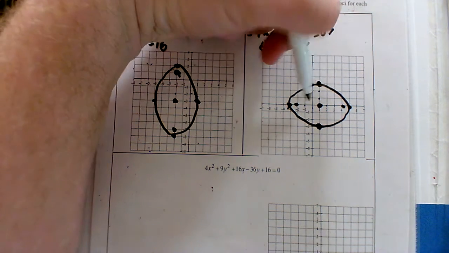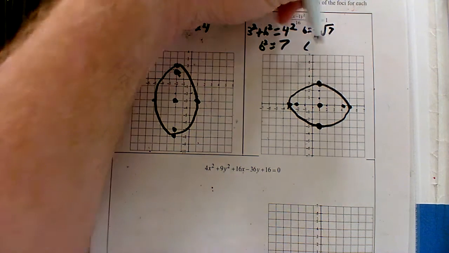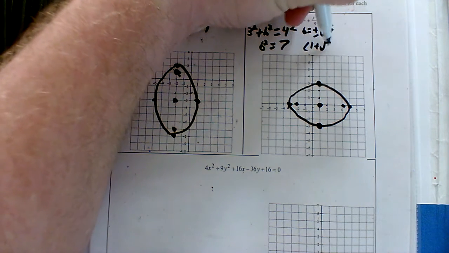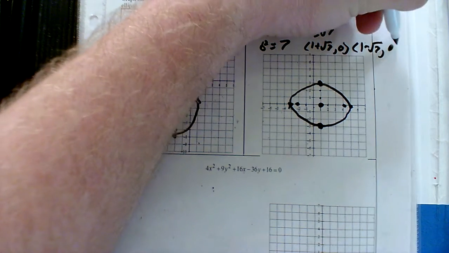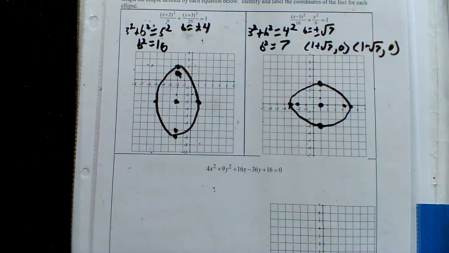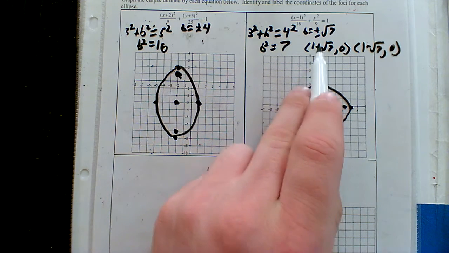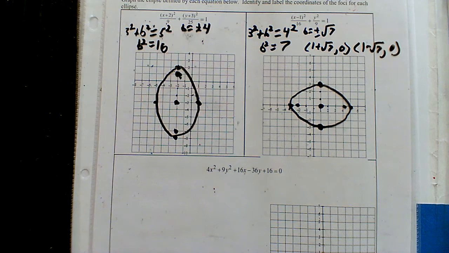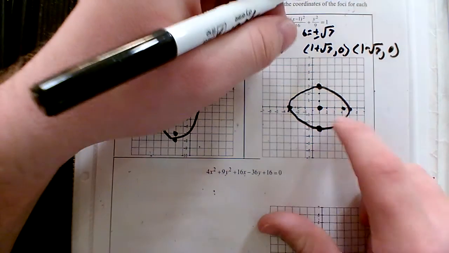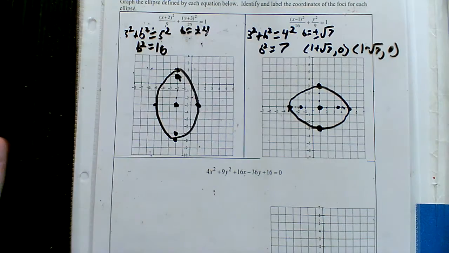Alright, it has to be your x values now because the major axis is on the x. So your x was 1, so you do 1 plus square root of 7, comma 0, and 1 minus square root of 7, comma 0. Those are your 2 points for the focus. So you're going to have some point over here and some point over here. It's going to be at 1 plus square root of 7, comma 0, and 1 minus square root of 7, comma 0. So somewhere around there and somewhere close to there.